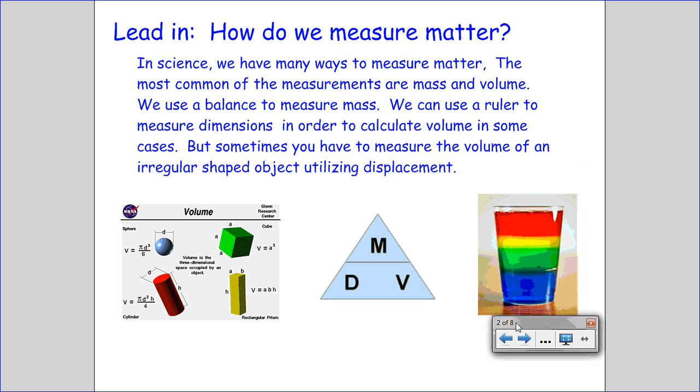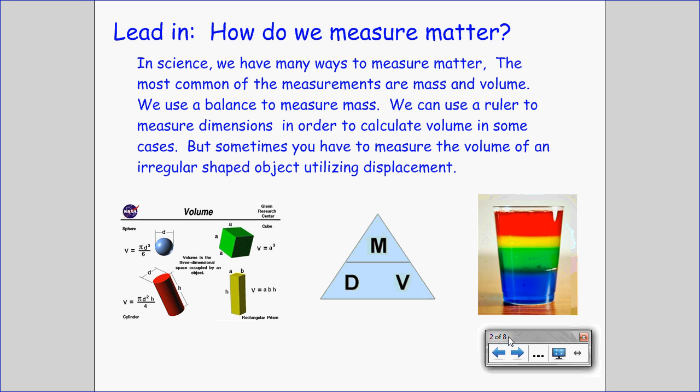Okay, so how do we measure matter in science class? In chemistry, we measure matter three ways. We measure mass, we measure volume, and we measure length. Mass, we use a balance or a scale. We use a ruler to measure length, centimeters or meters. And for volume, we use graduated cylinders and other beakers with gradations on them to measure milliliters or liters. Sometimes you measure volume of an irregularly shaped object using displacement, which I'll go into details in a moment.